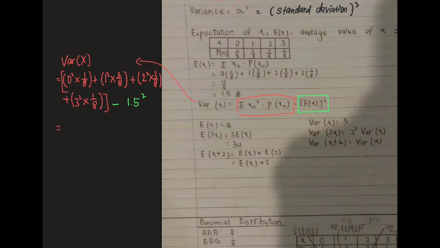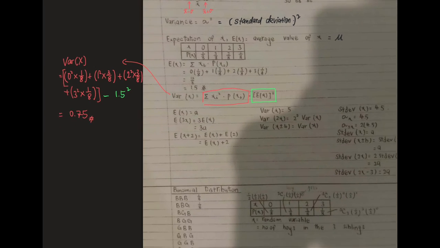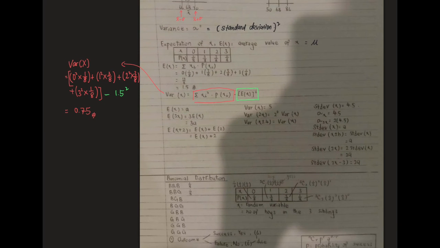So now let me count it. I just count and find out the final answer for you. So at the end you get 0.75. That's the variance.